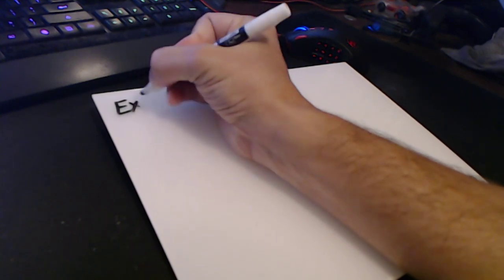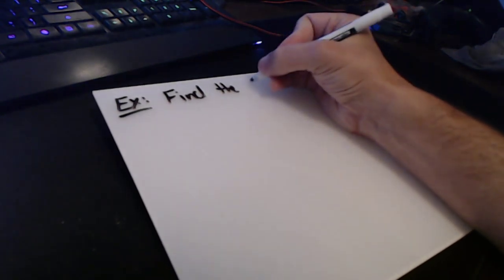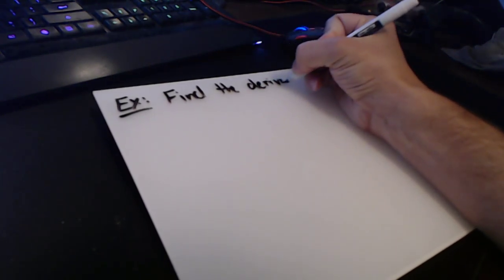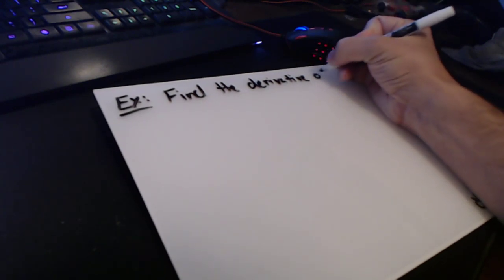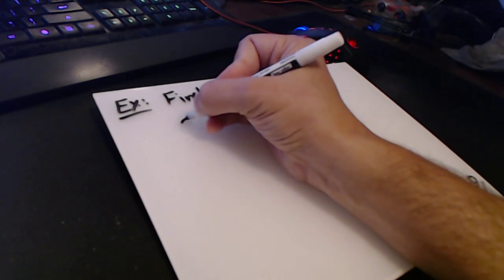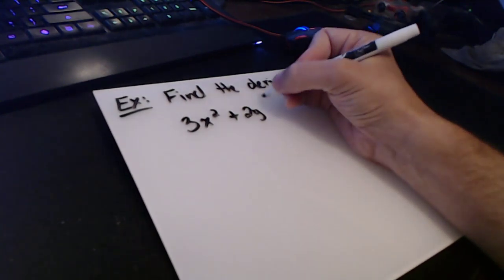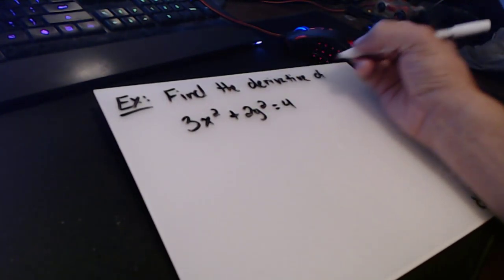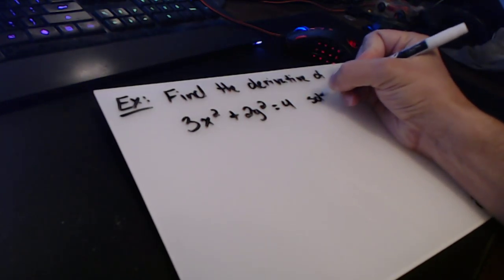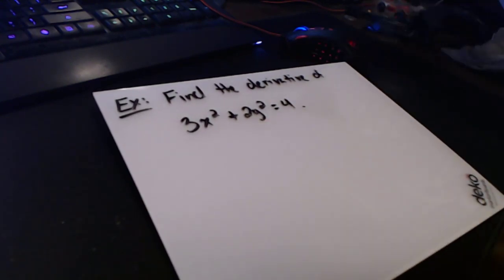Okay, so if we start off with a basic problem, we say find the derivative of 3x squared plus 2y squared equals 4. Solve, or find the derivative of, and then when we go through this, we're really going to solve it for dy dx.